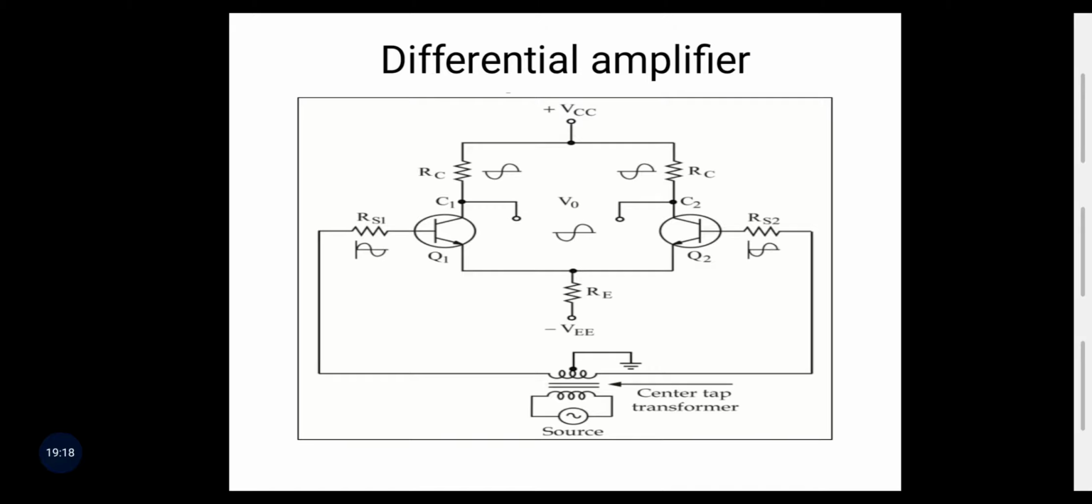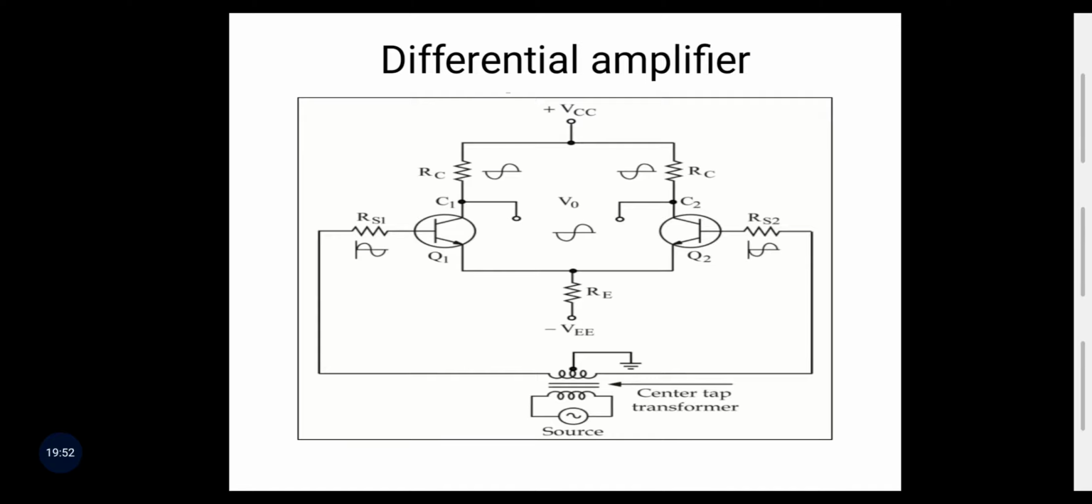So here in this differential amplifier, different modes of operation are there: dual input single ended output, dual input balanced output, single input unbalanced output, and single input balanced output. So these are the four modes of operation of a differential amplifier.